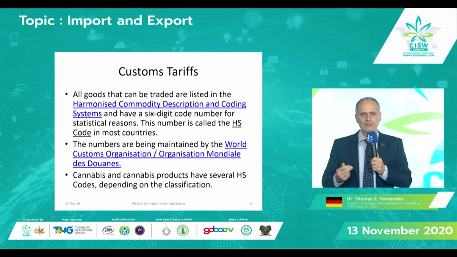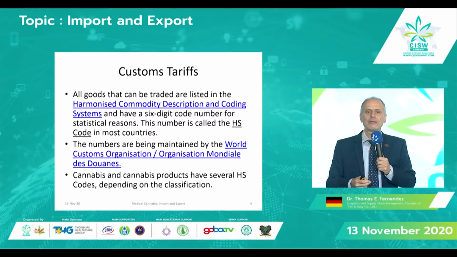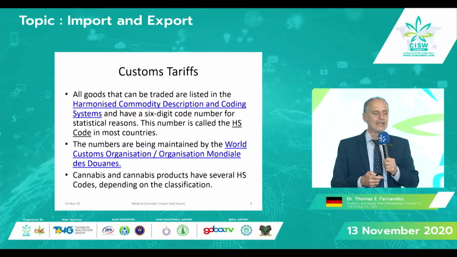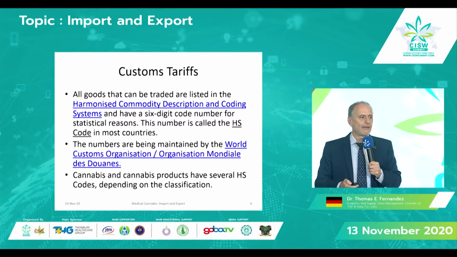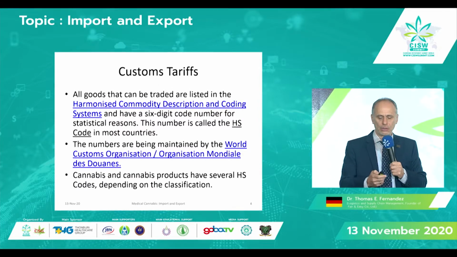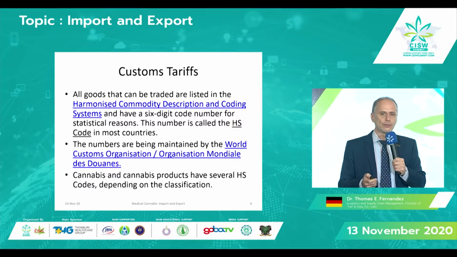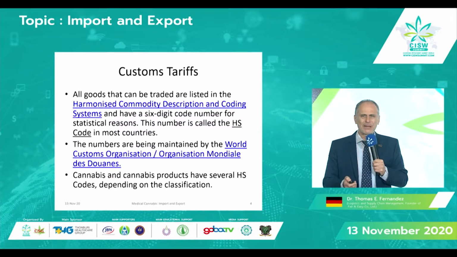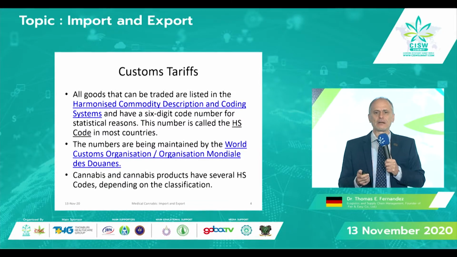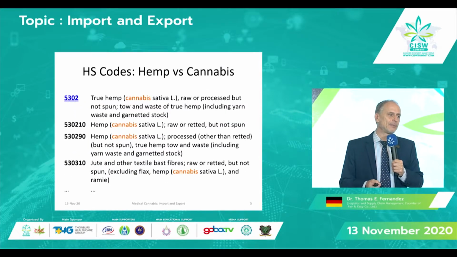For that, there is a customs tariff. In the customs tariff, all products that can be traded are listed, and every product has a code number, the so-called HS code. HS stands for Harmonized System. This is used in most countries in the world. And for cannabis and cannabis products, and this is what makes it complicated, there are different HS codes depending on the product itself.